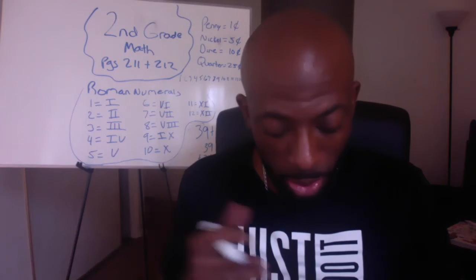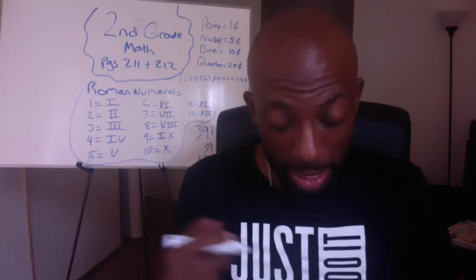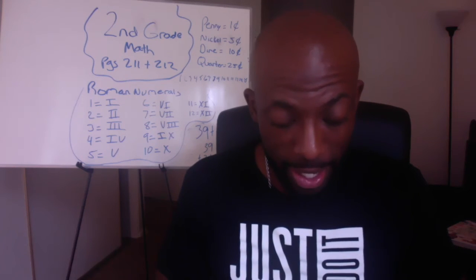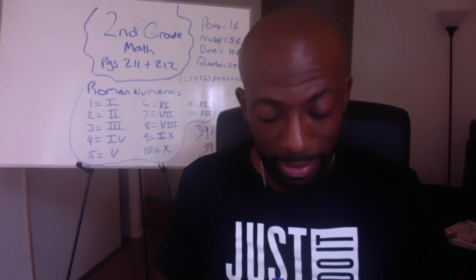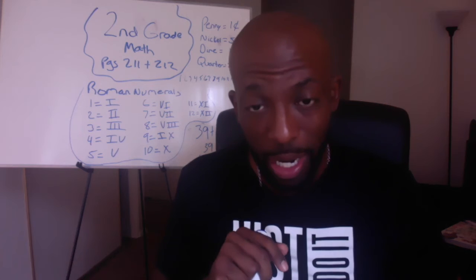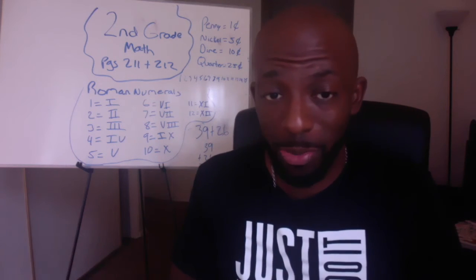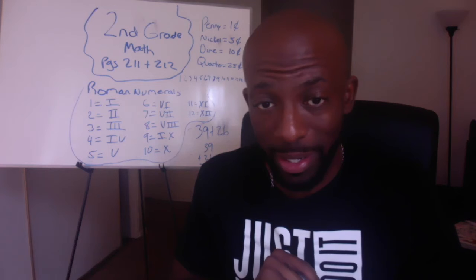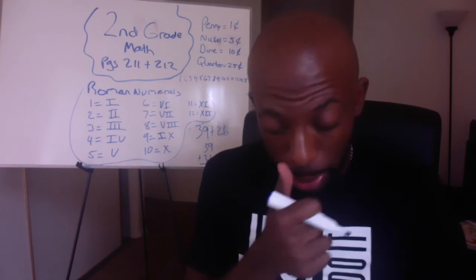Number 5, similar word problem. It says if candy hearts cost 2 cents each, how much candy could you buy with 8 cents? So mark the bubble next to the answer. So if candy hearts cost 2 cents, you're going to underline 2. How much could you buy with 8 cents? So if you had 8 cents, how much candy could you buy if something cost 2 cents? That's a question that you're going to have to break down. How would you break that down?